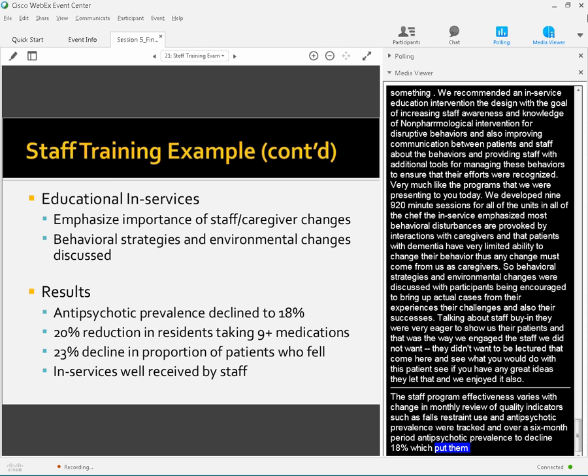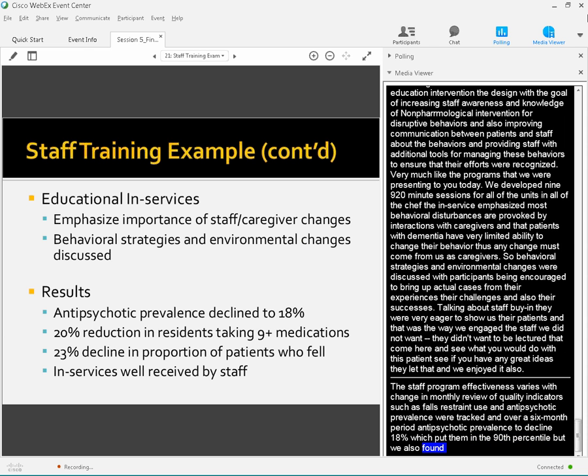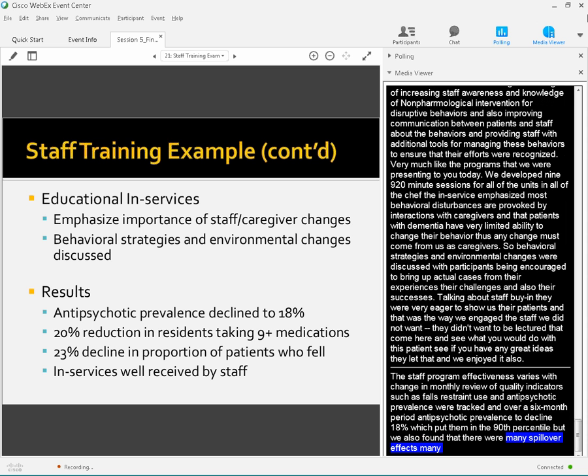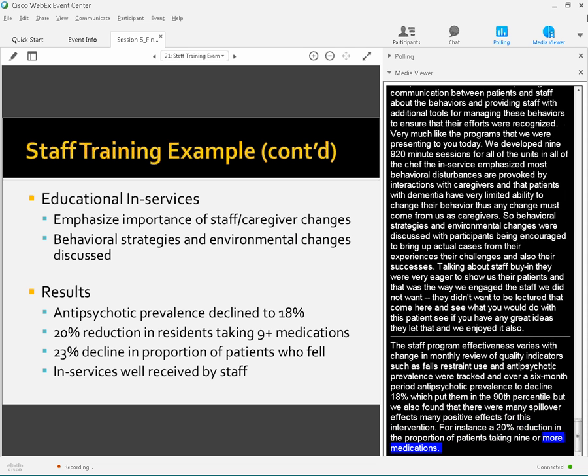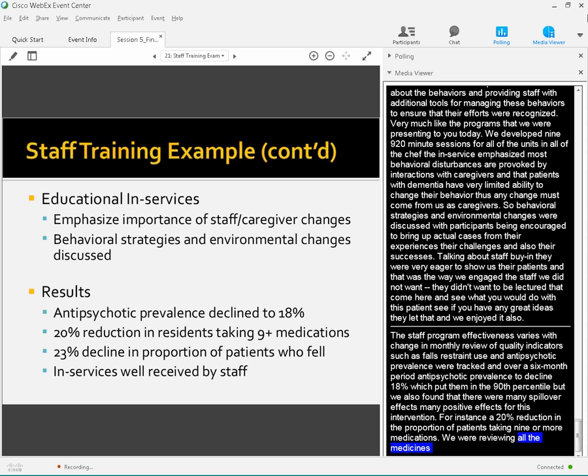But we also found that there were many spillover effects, many positive effects to this intervention. For instance, a 20% reduction in the proportion of patients taking 9 or more medications. So they were reviewing all of the medicines in addition to the antipsychotics. We also found that there was a decline in the proportion of patients who fell. In fact, 23% fewer falls, which was sustained over a 6-month period.